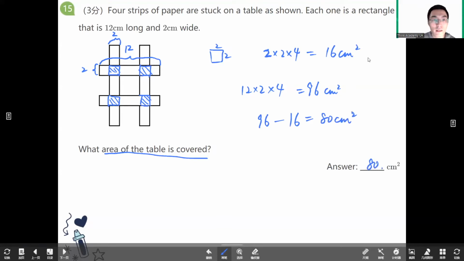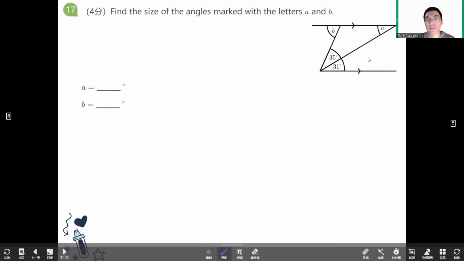Okay, and that's question number 15. Let's move on to question number 17. Again, another geometry question. So it's about angles. The two lines over here are horizontal lines, and the two arrows over here mean that they are parallel to each other.